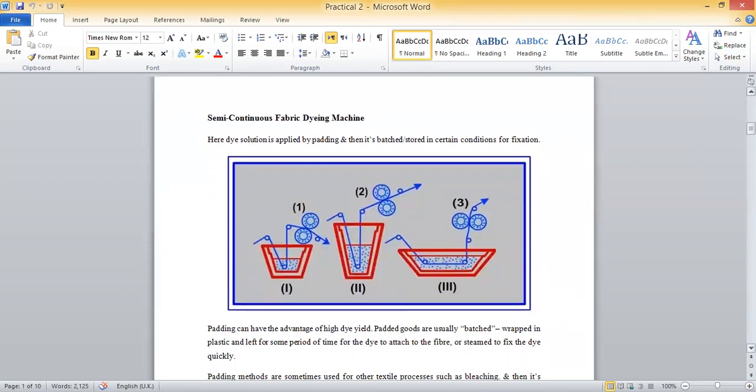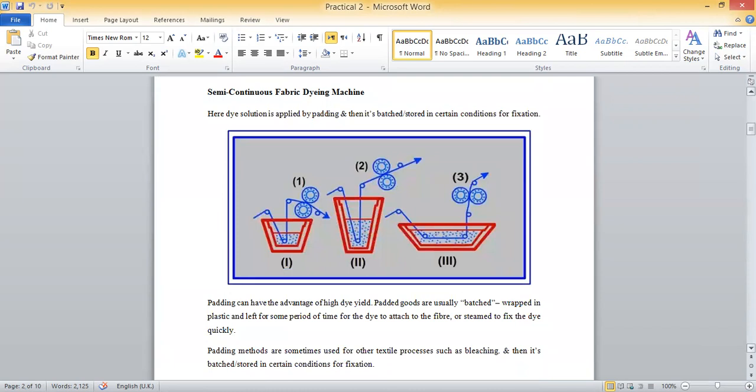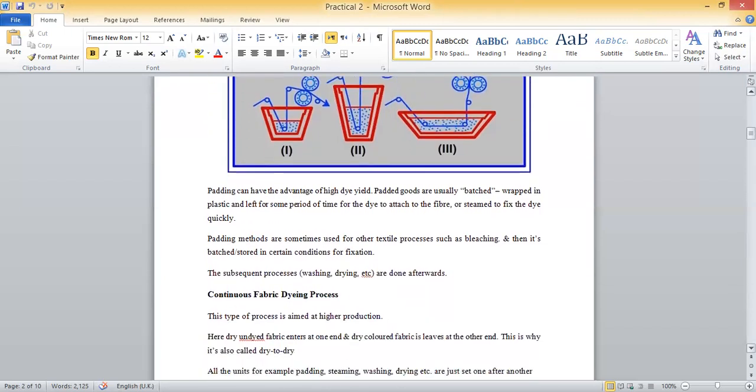Secondly, we have the semi-continuous fabric dyeing method. In this method, dye solution is applied by padding and then it's batched or stored in certain conditions for fixation. Padding has the advantage of high dye yield. Padded goods are usually batched, wrapped in plastic and left for some period of time for the dye to attach to the fiber, or steamed to fix the dye quickly.